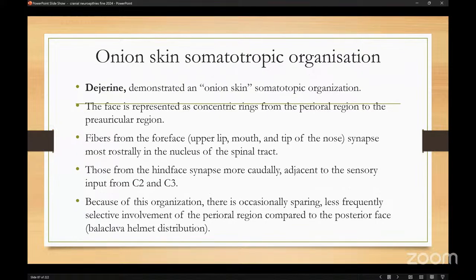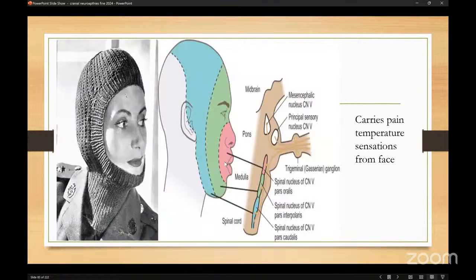That is called onion skin somatotopic organization. Onion skin somatotopic organization means the central part of the face is supplied by the caudalmost area, which we discussed here, the pars caudalis. The central part is supplying the most peripheral part. Then the interpolaris is the intermediate part, and the oralis is in the uppermost rostral part of the spinal nucleus of trigeminal nerve.